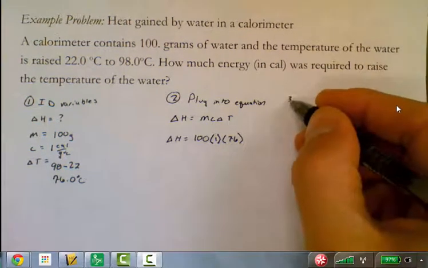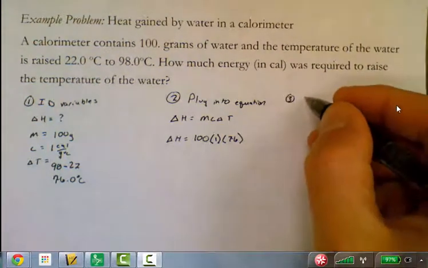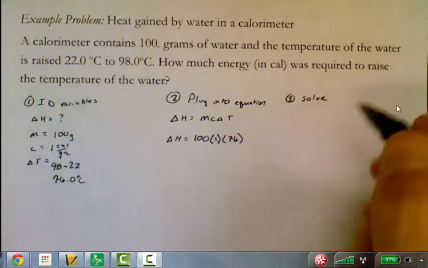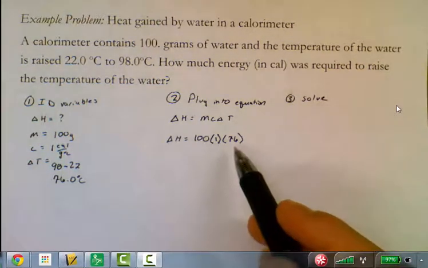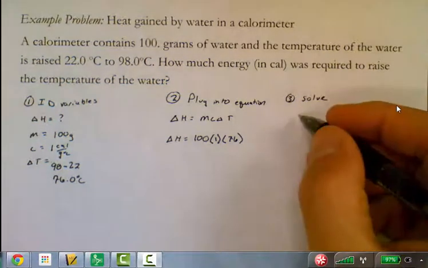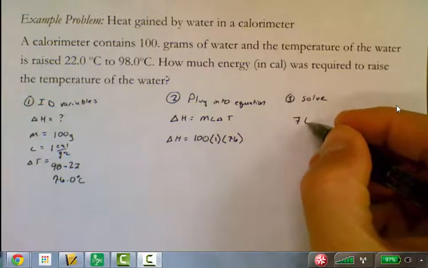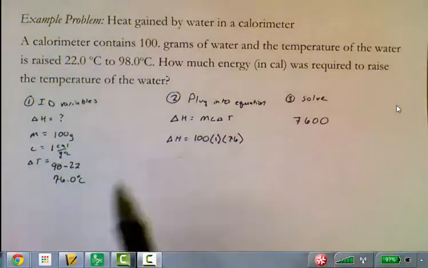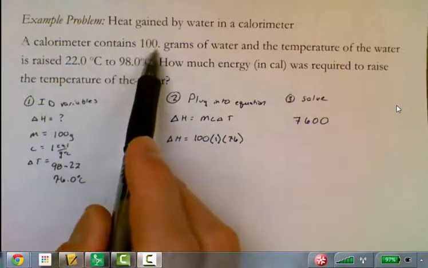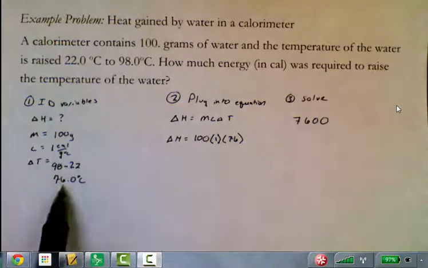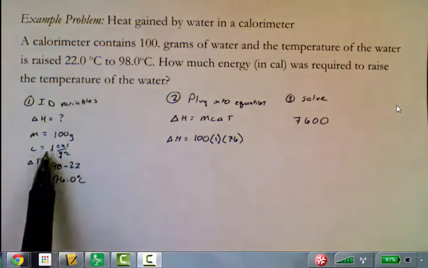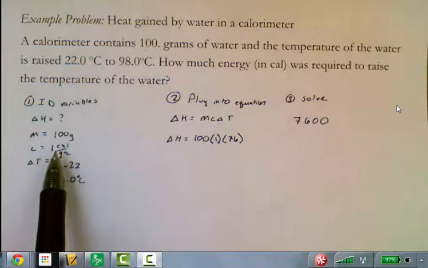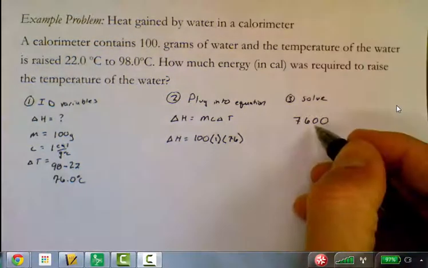Step 3 is simply to solve. Use your calculator. 100 times 1 times 76 equals 7600. We have 3 sig figs. The mass has 3 sig figs. The temperature also has 3 sig figs. The C value doesn't count for sig figs because that's a constant. So 3 sig figs right here.